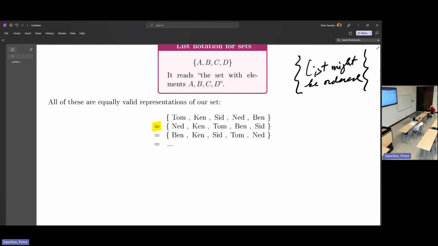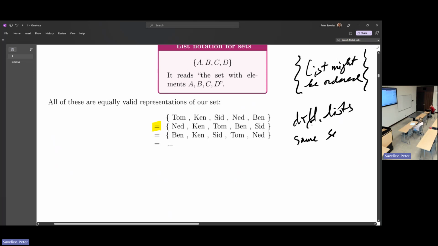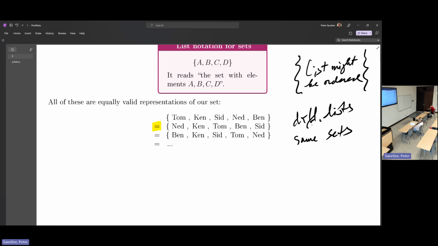No, a list, as I understand the meaning of list in computing, is an order. All of these are lists, right? And as lists, they're different. Okay, so different lists, same sets. That's the equal sign. As lists they're different, as sets they're the same.